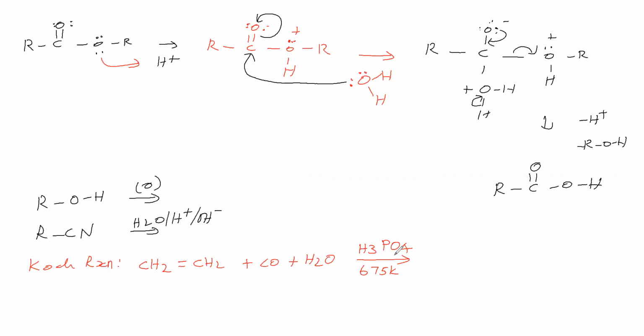So what we are getting, we will see, is that this carbon monoxide carbon is converting into carboxylic acid. Therefore, we are getting propanoic acid. This carbon monoxide carbon is making a bond with this carbon and becoming carboxylic acid.